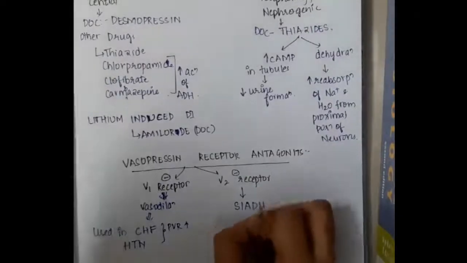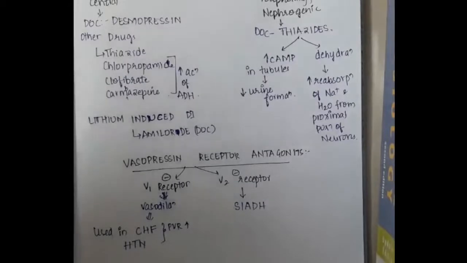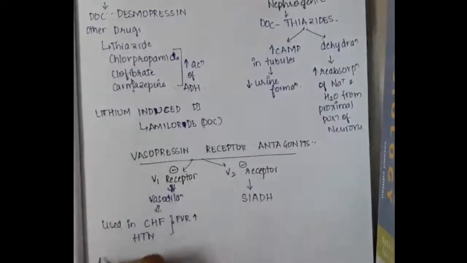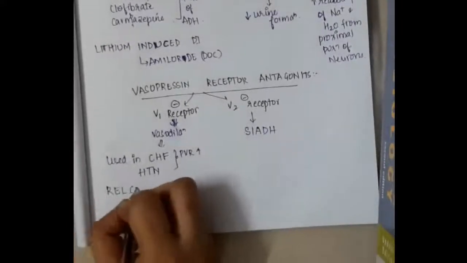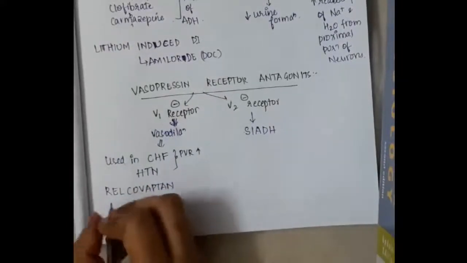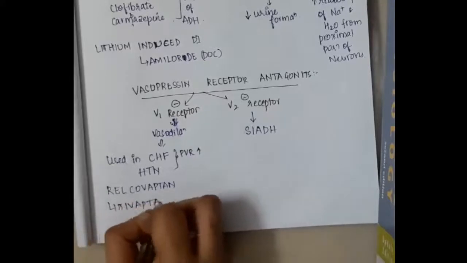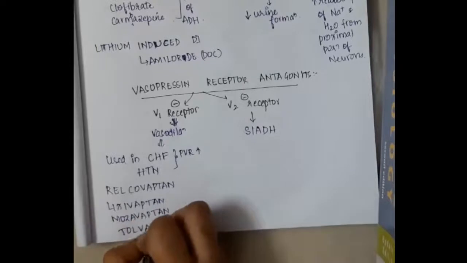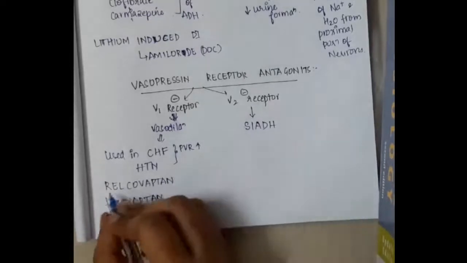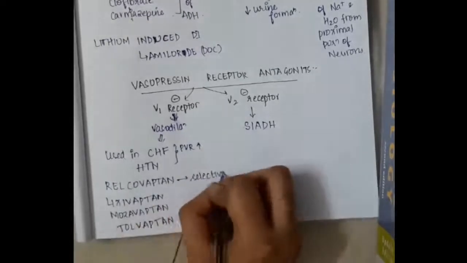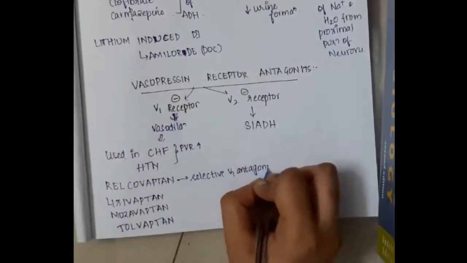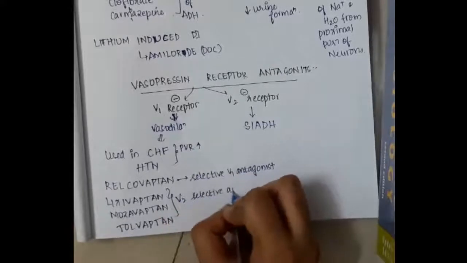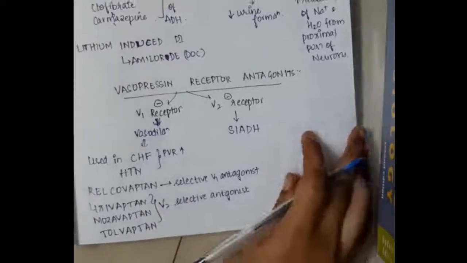Then we have V2 receptor inhibitors. V2 receptor inhibitors can be used in SIADH. The main vasopressin receptor antagonists are relcovaptan, which is a selective V1 antagonist. Then we have lixivaptan, mozavaptan, and tolvaptan, which are selective V2 antagonists.